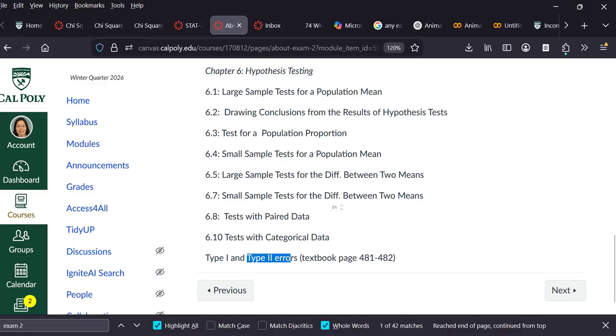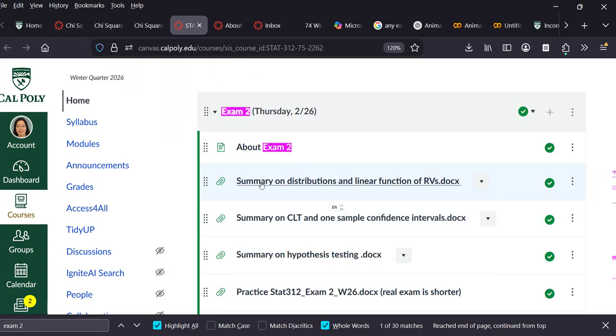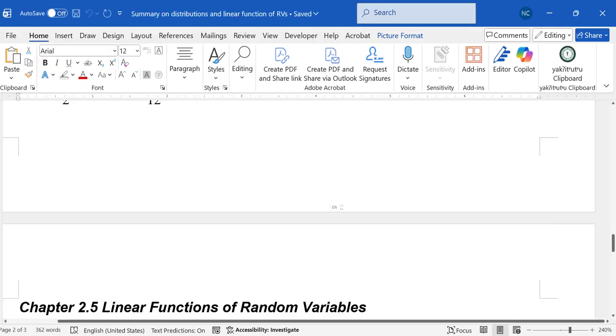So next, I will go through the summary. I have 3 files here. That's the formulas or the concepts that will appear in the test. First one, the distributions.